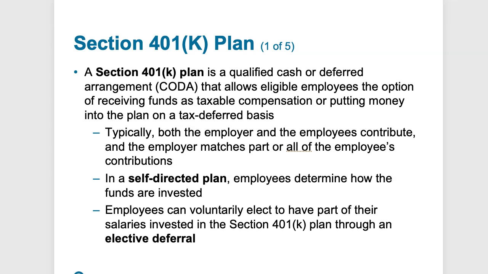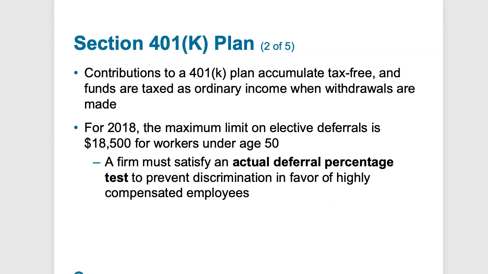So in a self-directed plan, employees determine how funds are going to be invested. And most 401ks are self-directed, so you get a choice of maybe anywhere from 4 to 40 different mutual funds that you could invest your money in directly. Now, employees voluntarily elect to have part of their salary invested in the 401k through what they call elective deferral. So you decide if you want to save 1 to 40% of your salary in one of these funds. And that brings us to the annual contribution maximum limit.